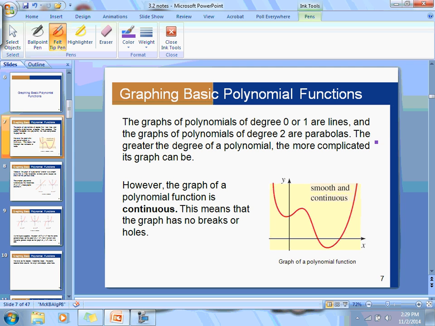But the nice thing is that the graphs are continuous and they're smooth. They have curves in them. They don't have any breaks. They don't have any sharp points to them. They don't have any corners.